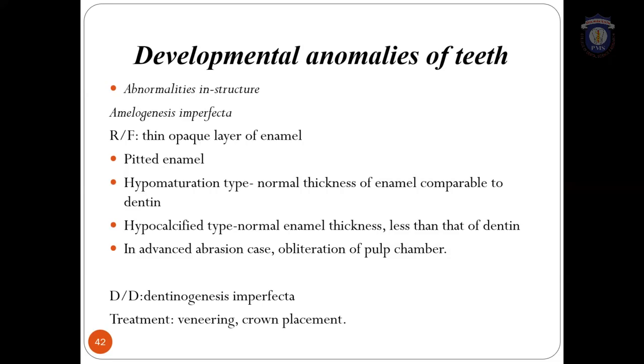In hypomaturation type, the normal thickness of enamel is comparable to that of dentine. In hypocalcified type, the normal enamel thickness is less than that of dentine. In advanced attrition cases, obliteration of the pulp will also be seen. We need to differentiate it from dentinogenesis imperfecta. Treatment of choice is crown placement or veneering whenever possible.